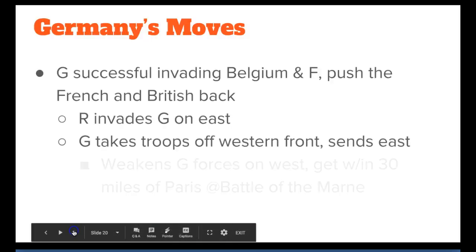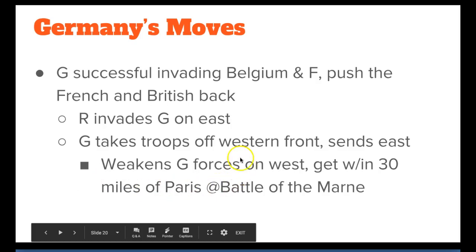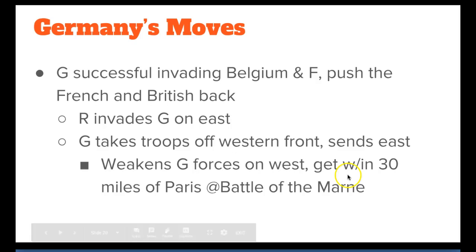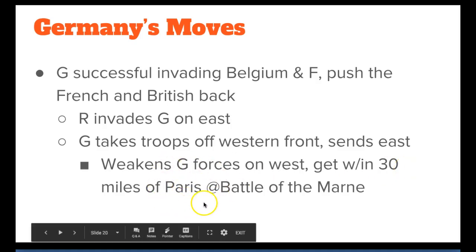Okay, I'm catching up. So this weakens the German forces on the west, and what happens is that they're actually able to get within 30 miles of Paris, the capital city. This is a huge deal. This is way too close for comfort when you are fighting a war. Once a capital city falls, the rest of the country is not far behind, so that's why the Germans go after Paris first. So this battle, fighting the French and the British 30 miles outside of Paris, is called the First Battle on the Marne.